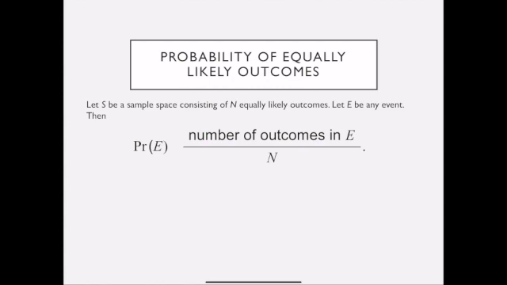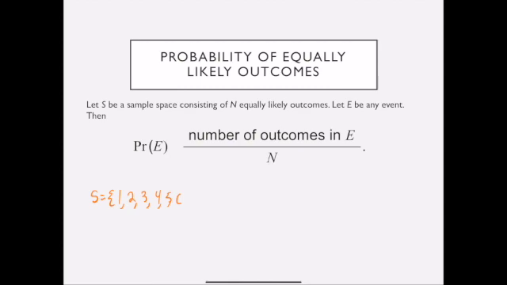Let S be a sample space consisting of n equally likely outcomes, and let E be any event. Then the probability of E is the number of outcomes in E over n. So let's look at the sample space of rolling one die. I have 1, 2, 3, 4, 5, 6, right? That's my sample size. My sample size is 6.